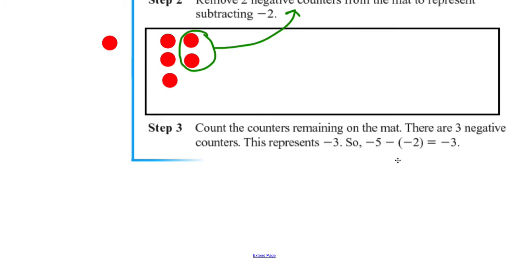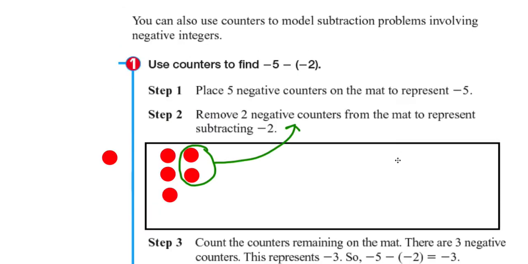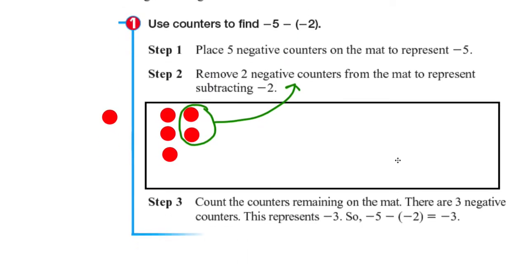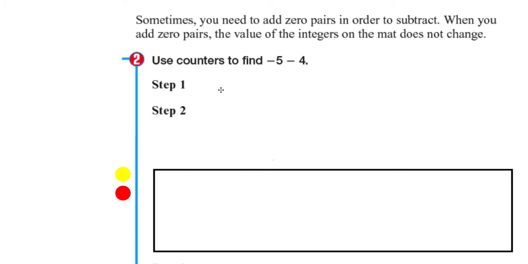That's still pretty simple. Let's take a look at the next example. So we subtracted all positive counters, we subtracted all negative counters, and let's see if we can do a mix of both in the next example. So sometimes you need to add 0 pairs in order to subtract. When you add 0 pairs, the value of the integers on the mat does not change. Remember that when you add anything to 0, according to the identity property of addition, it will not change the value.